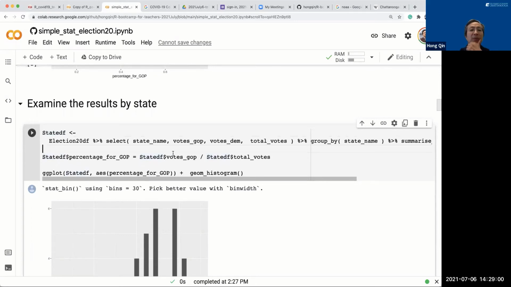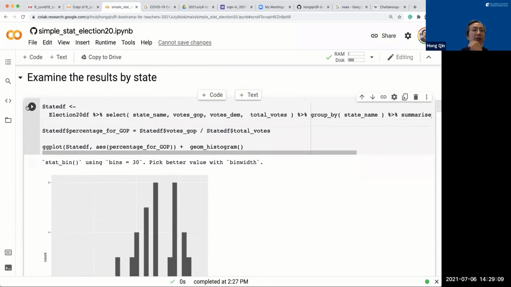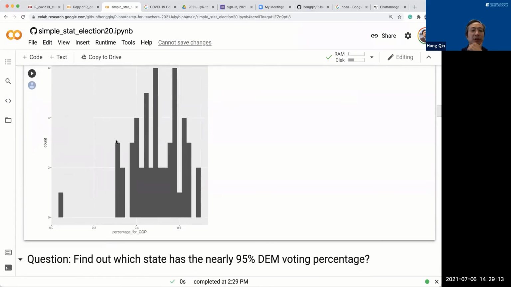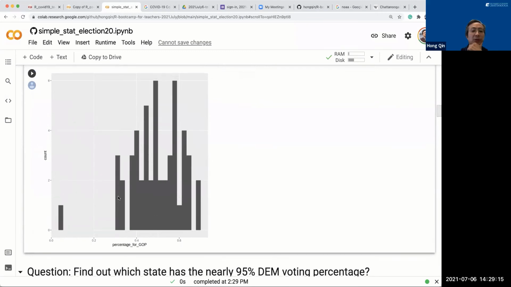Once we have that, we can calculate each state's percentage vote for GOP or percentage vote for DEM, and then plot that out. So here's the state percentage vote for GOP. This is a histogram, with 0.4, 0.6, and 0.5 here.